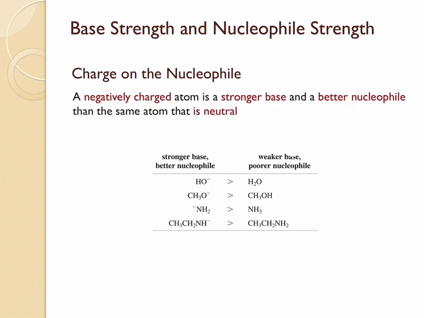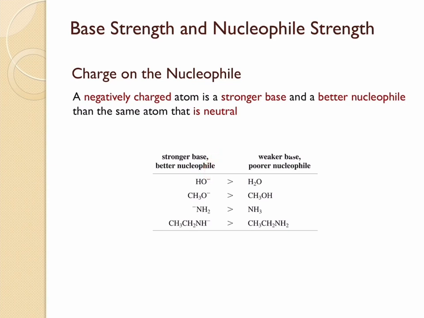And the second thing which is going to affect the rate of the SN2 reaction is the charge on the nucleophile. In general, a negatively charged atom is a stronger base and a better nucleophile than the atom which is neutral. So as you can see from here, we have OH minus and H2O, right? Both have exactly the same atom, oxygen. But here, since it has a negative charge, since it has a bunch of electrons around it, it is more nucleophilic than water, okay? Where these electrons can go and attack the electron deficient atom.